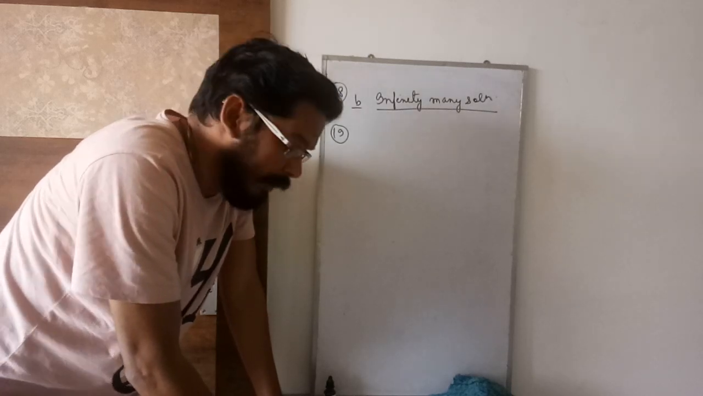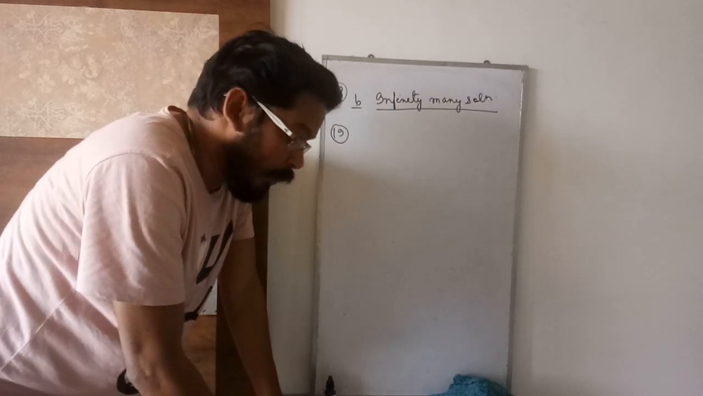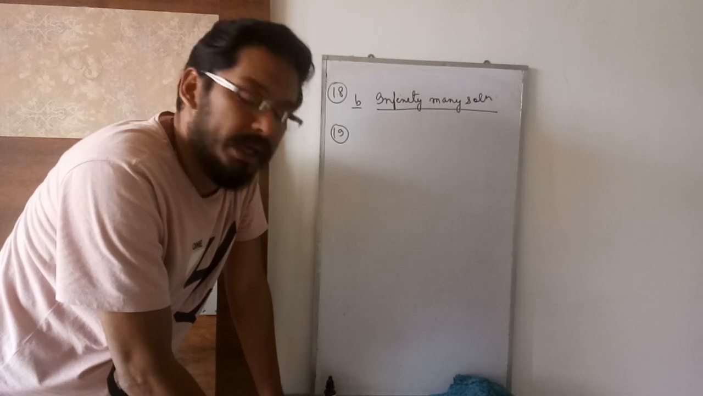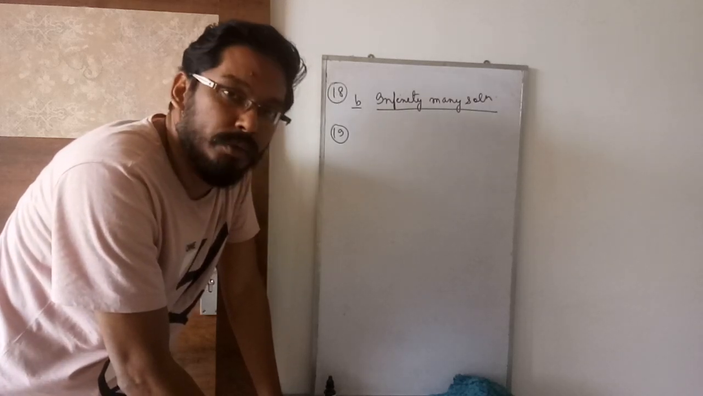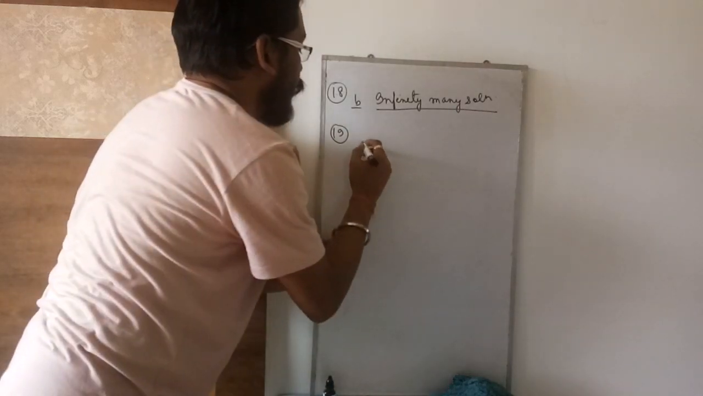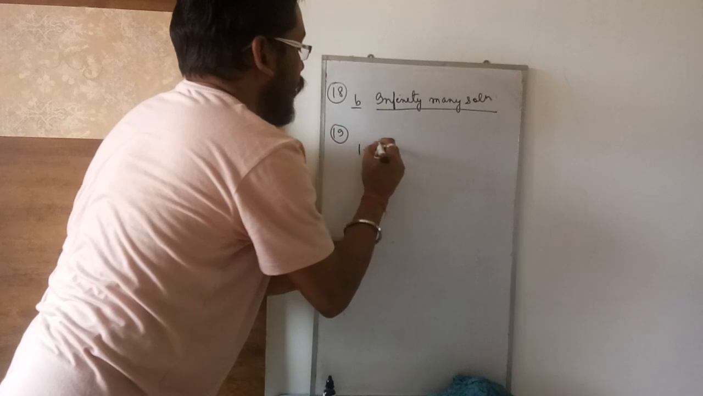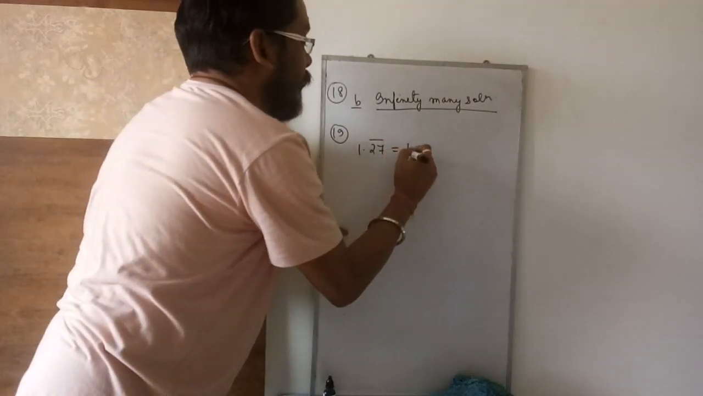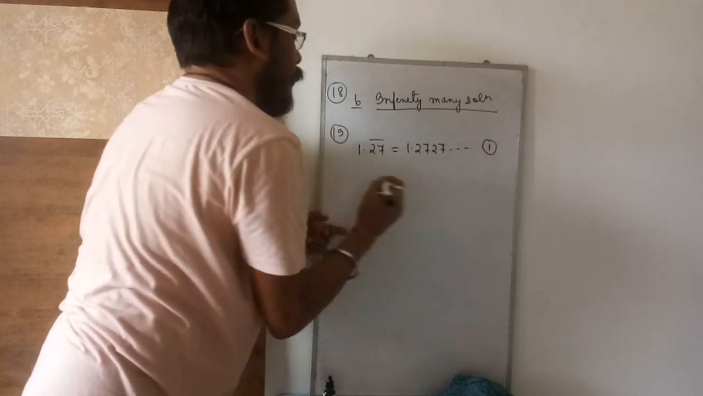I gave this question repeatedly, because this question is common in exams. So 1.27 bar, if we express it in the form p by q, where p and q are integers and q is not equal to 0. So 1.27 bar I have to express in the form p by q. So 1.27 bar, what can you write? 1.2727... equation 1.